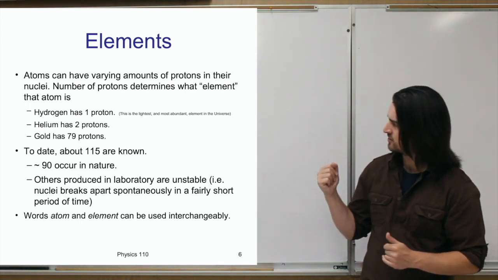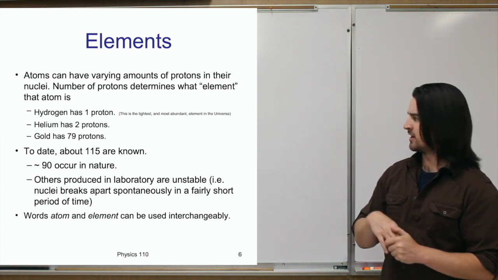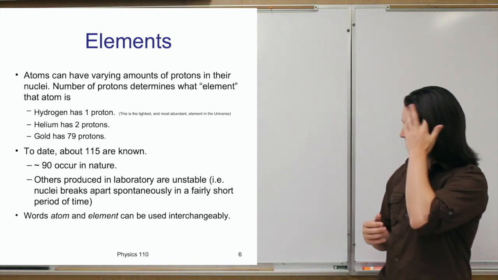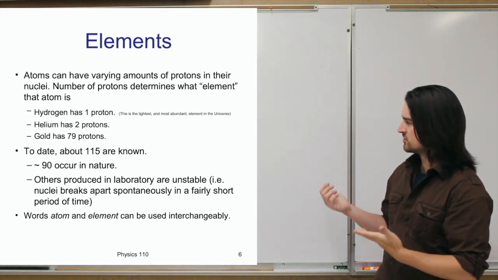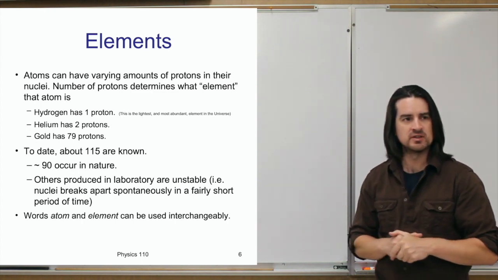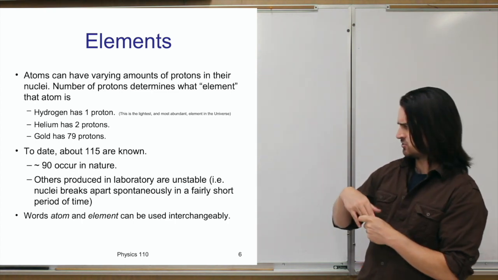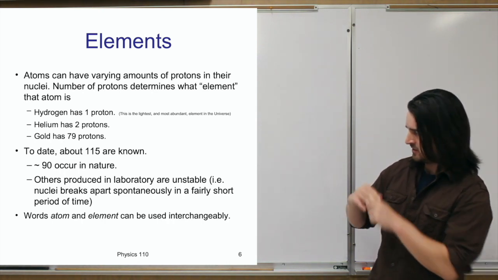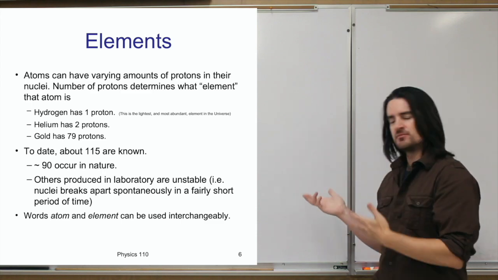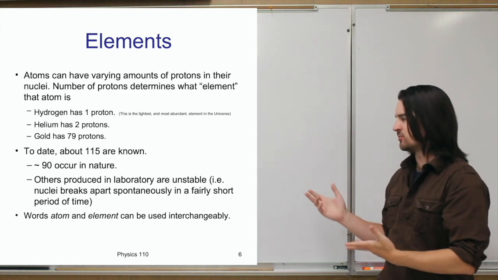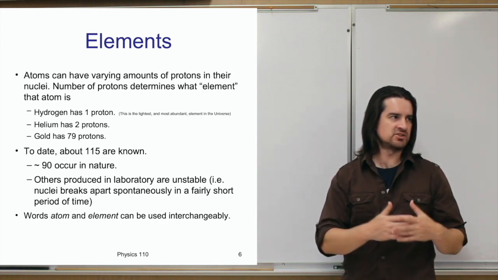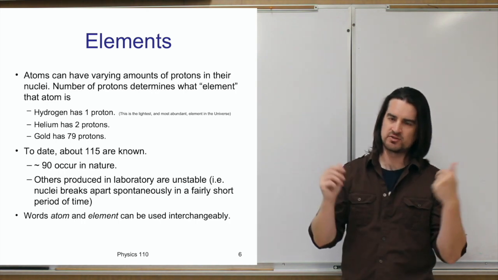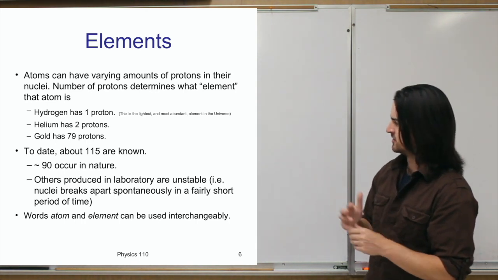To date, there are about 115 known elements, about 90 of which occur in nature, meaning they can be found through various natural processes. Others are produced in laboratories, I think usually by fusion processes, I'm not exactly sure off the top of my head. But those elements produced in the laboratory are generally what we call unstable, meaning they don't stick around for very long. There's a nuclear process that occurs and the atom decays, falls apart, becomes different atoms or different elements.